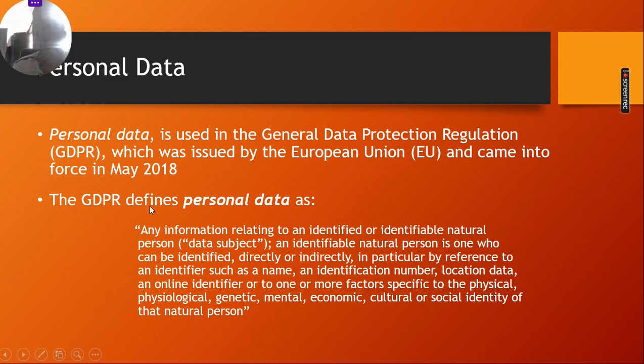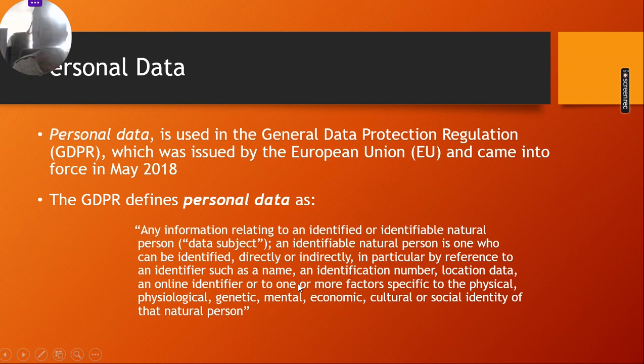Now, this General Data Protection Regulation defines personal data as any information related to an identified or identifiable natural person. So any information that helps us to identify a real human being, called the data subject, or an identifiable natural person. First of all, what is an identifiable natural person? An identifiable natural person is one who can be identified either directly or indirectly. Directly, like physically, you can identify this is A, this is B, or virtually you can identify the person.